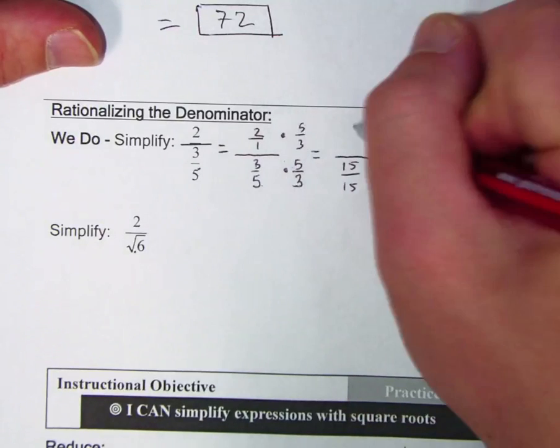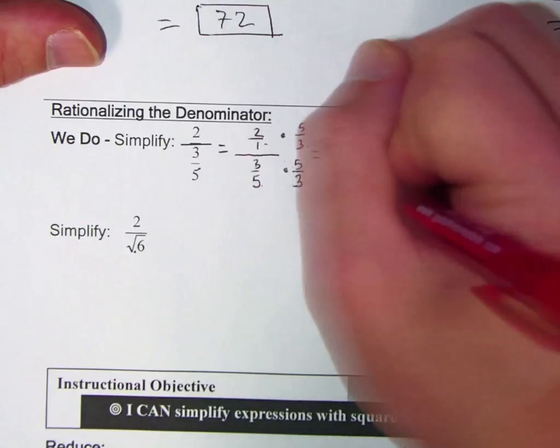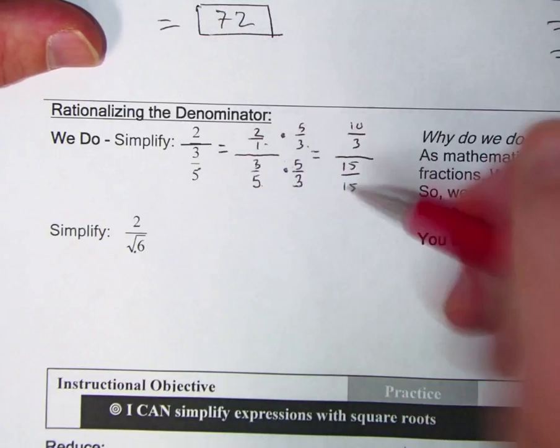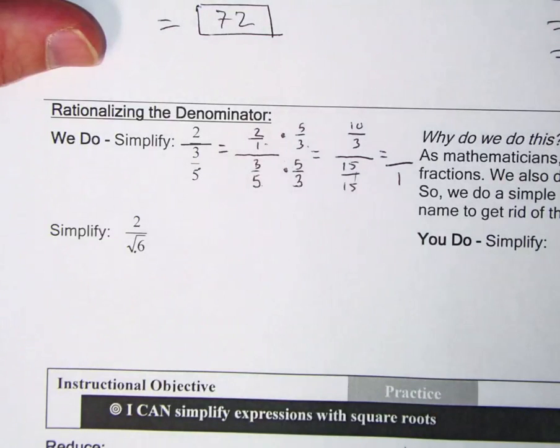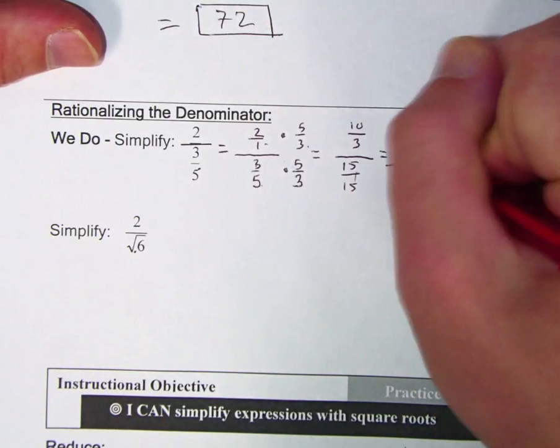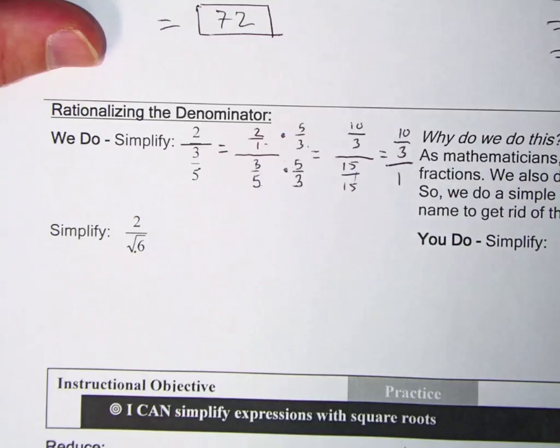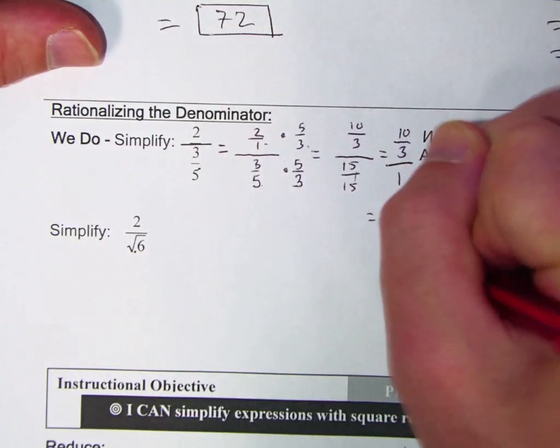2 times 5, I'm just multiplying straight across, is 10. 1 times 3 is 3. All of this turns into 1. And then you have 10 over 3. But what's 10 over 3 divided by 1? Well, just 10 over 3.